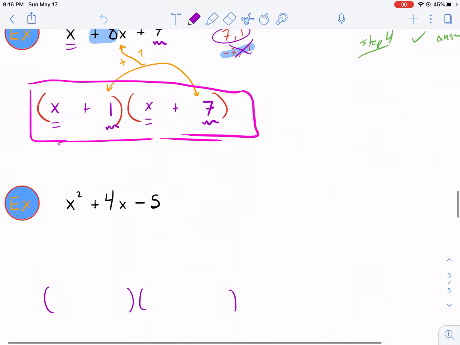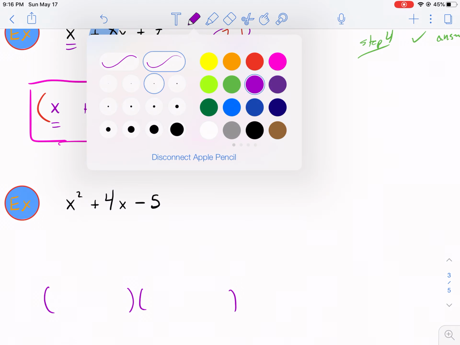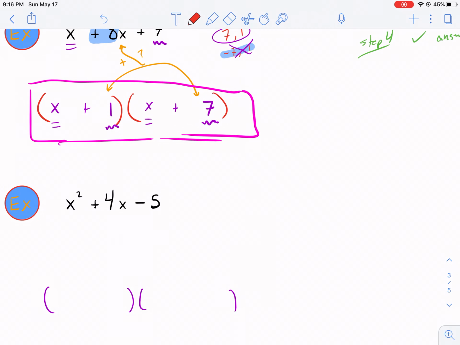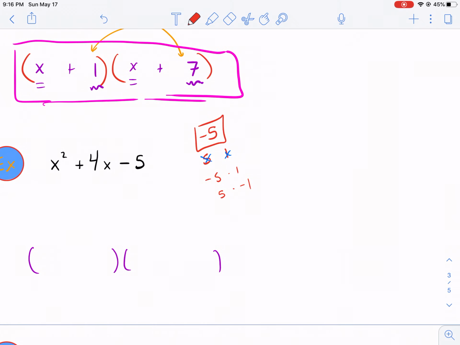Now I'm going to look at factors of the last term. Here's something that's a little different now. The term is -5. So now it can't be +1 and +5. Those are no good because we have to get to a -5. So we could have a -5 and +1. We could have a +5 and a -1. And that's it. Those are the only 2 possibilities that multiply together to get -5.